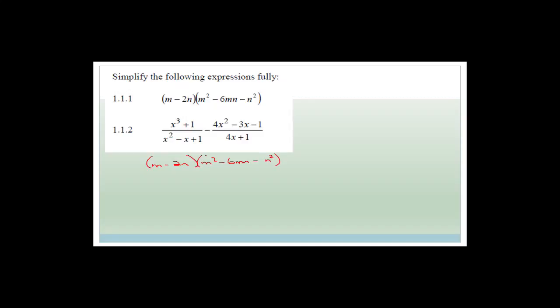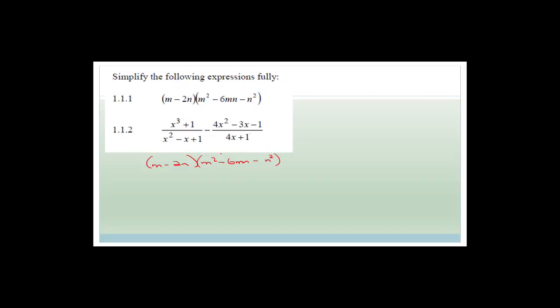What a lot of people do is they make a silly mistake and they forget that they're simplifying, and they multiply out the brackets. I hate to say this, but the examiner is actually expecting you to make that mistake and multiply the brackets, when in fact, we don't need to. What we're actually doing is factorizing. The only thing we need to do is try and factorize this second bracket here. So we've got m minus 2n, and then we've got m squared minus 6mn minus n squared.